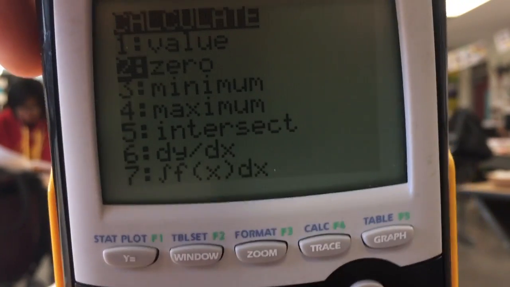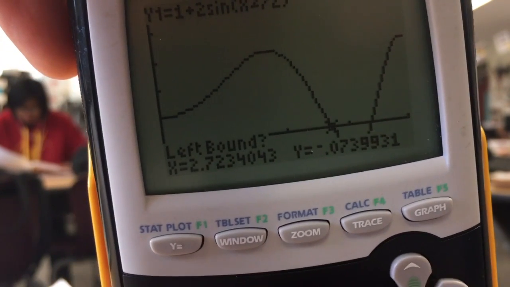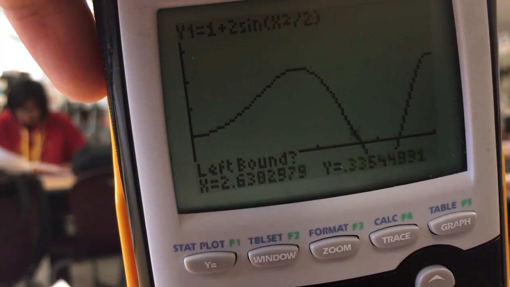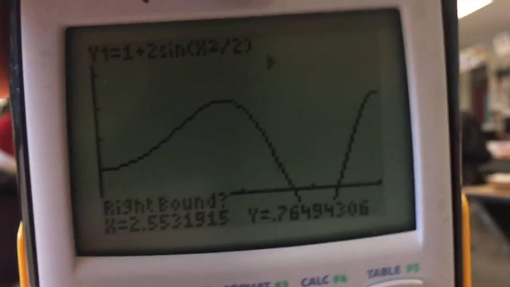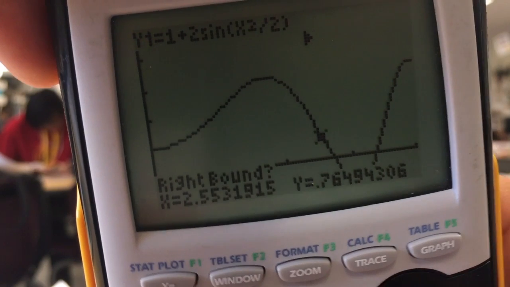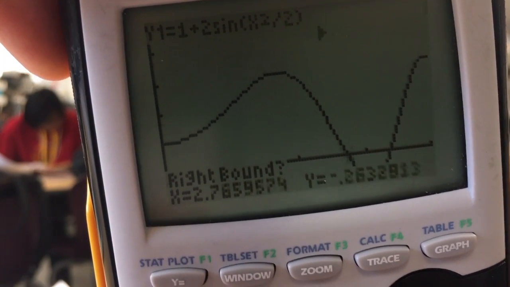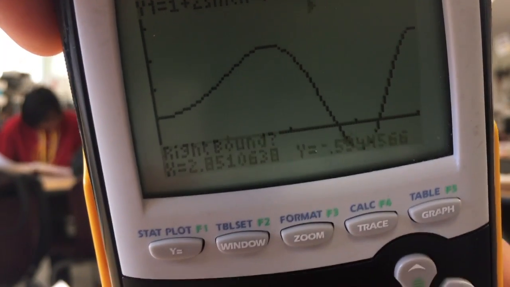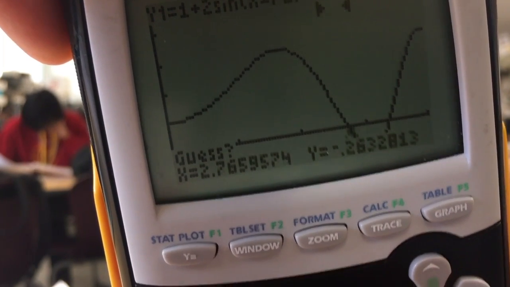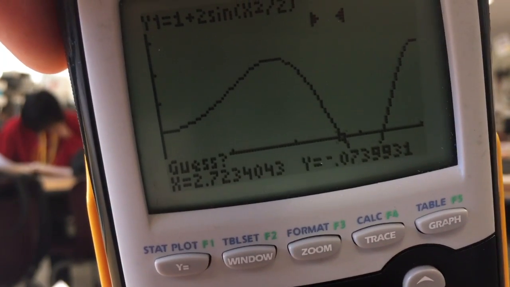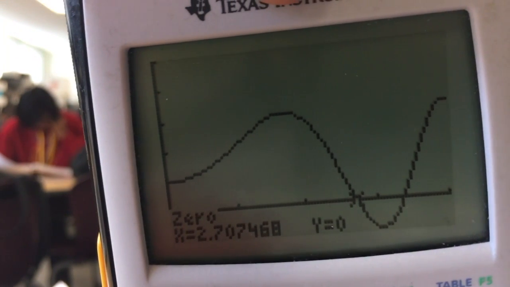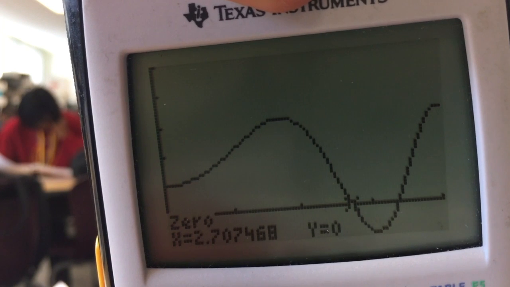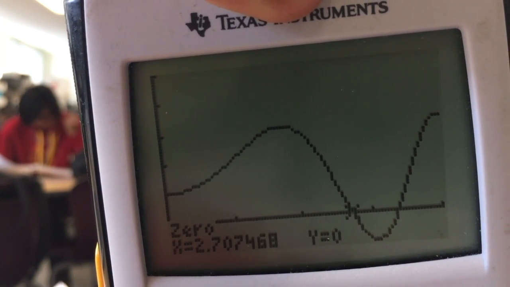That's the graph. We're basically gonna press second trace, and then all we're gonna do is find the zero. As we know, it's from 0 to 3, so you could say 1 to 3. As you see on the right, there's another one, but we don't care about that one because that's above 3. So what we do is find the left bound and then the right bound, and then we're supposed to guess, and whatever we get, that's gonna be the answer. We don't look at the right one because that's above 3. That's actually like 3 point something.